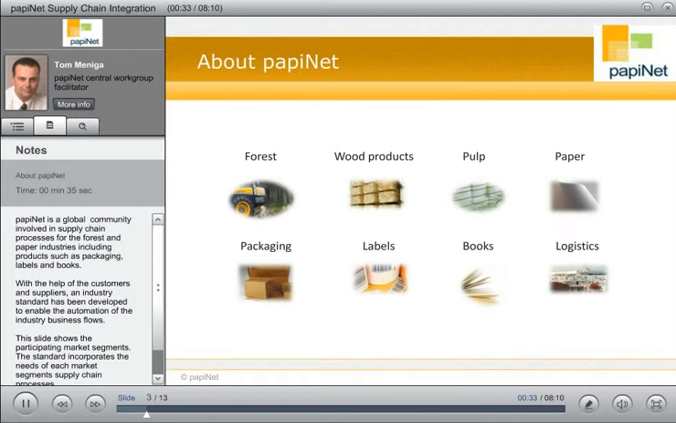papiNet is a global community involved in supply chain processes for the forest and paper industries, including products such as packaging, labels, and books. With the help of customers and suppliers, an industry standard has been developed to enable the automation of the industry business flows. This slide shows the participating market segments. The standard incorporates the needs of each market segment's supply chain processes. The standard is free and open to use.